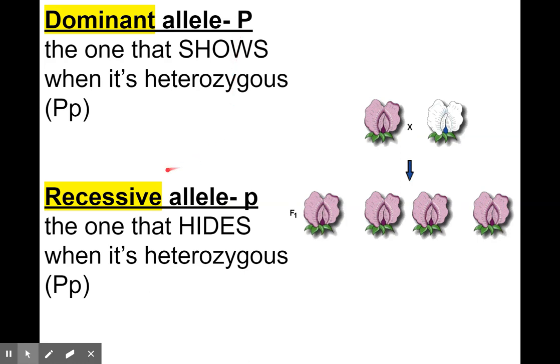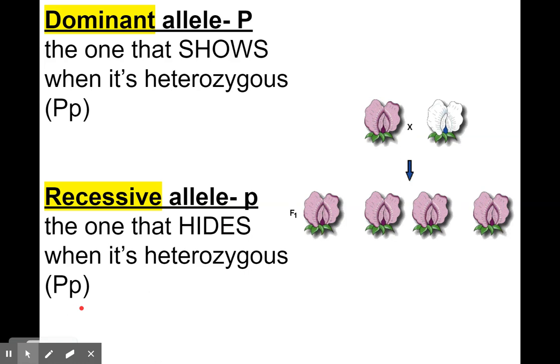Okay, we call the little p the recessive allele. The little p is the one that hides when it's heterozygous. It gets covered up. It does not show. So that's the little p, that's the allele for white flower, but it gets totally covered up when it's heterozygous like this.